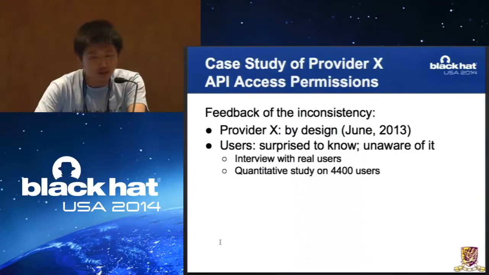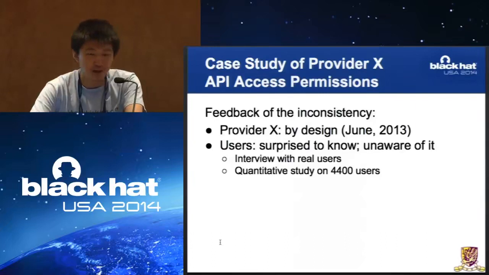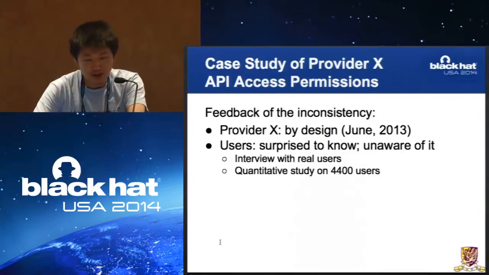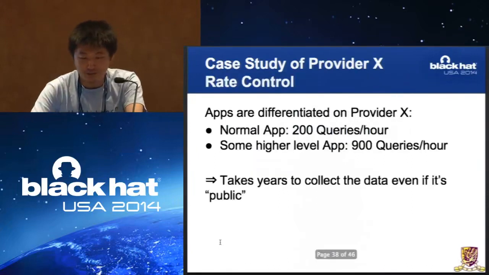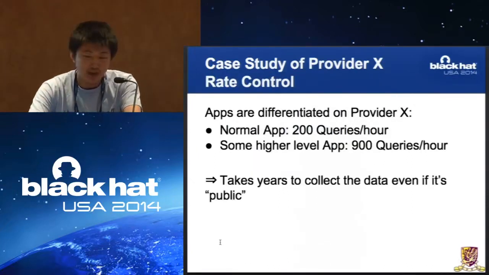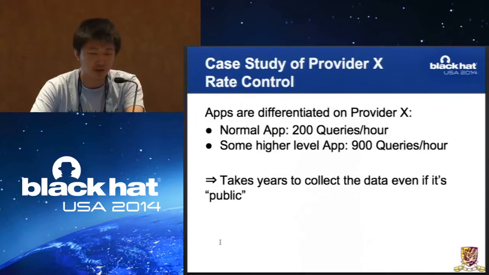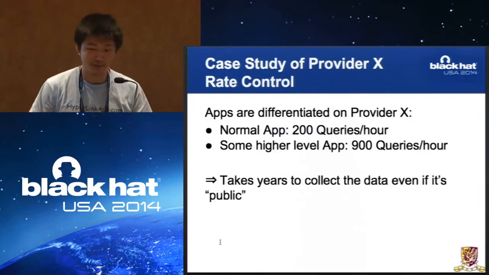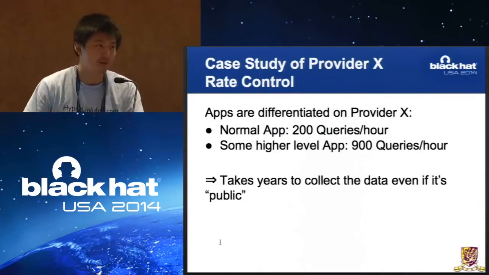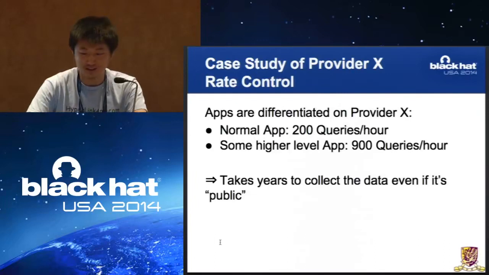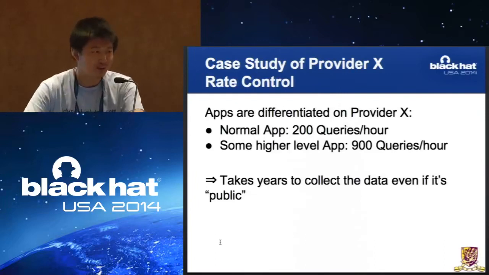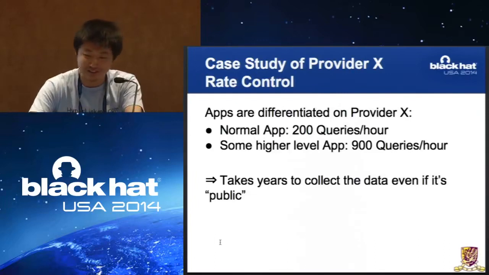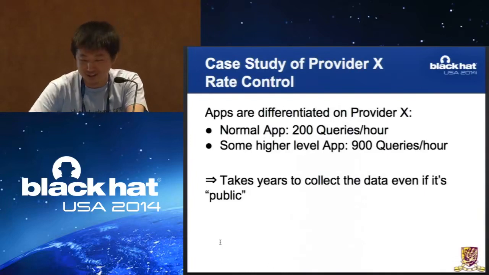So you know this already results in a leak of private data, but the problem is how fast you can leak it. Normally an app only has 200 queries per hour. This is the rate control, and some higher-level apps only have 900 queries per hour. So if you do the math, you will find that it takes years to collect the data of the whole social network. So the provider thinks this is no big deal: even if you can get it, it takes years.